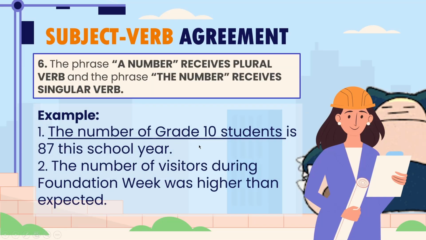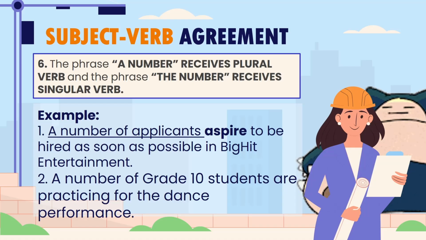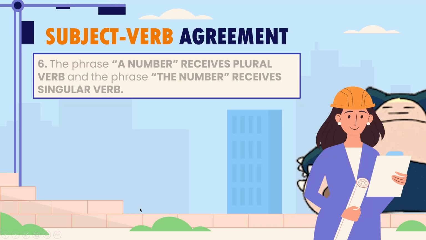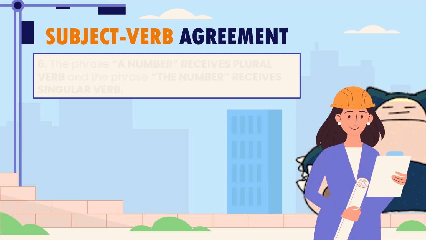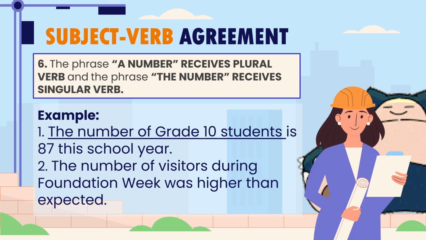So next, the number of grade 10 students is 87 this school year. So again, sabi ko nga kanina, kapag the number, mas nagiging specific na siya. So let's compare to our first example. A number of grade 10 students are practicing for the dance performance. Pero dito, may specific number na. Like, the number of grade 10 students is 87 this school year. Okay, so kapag the number, laging is. Kapag the number laging singular, kapag a number laging plural.